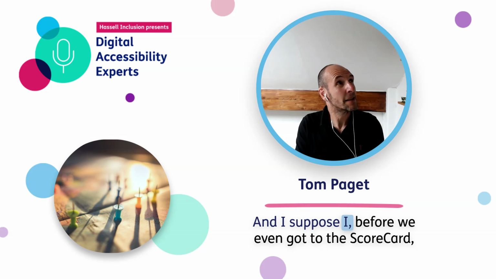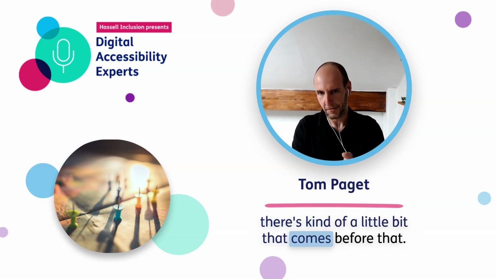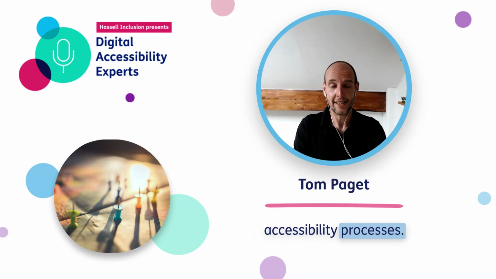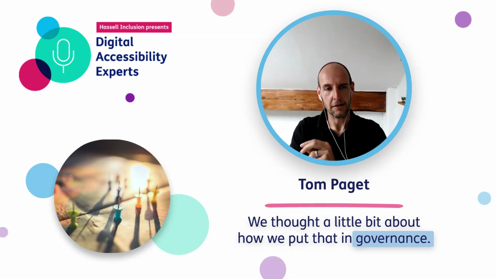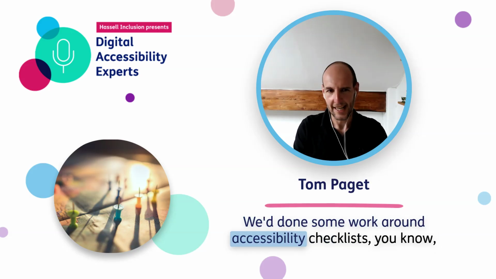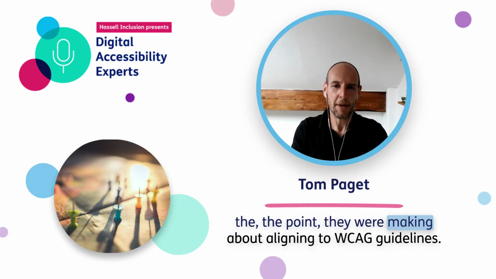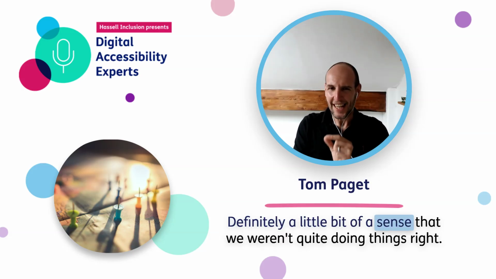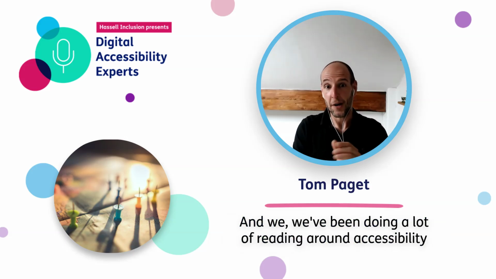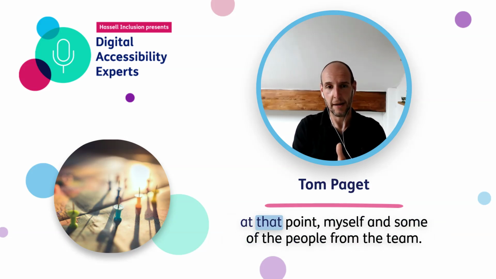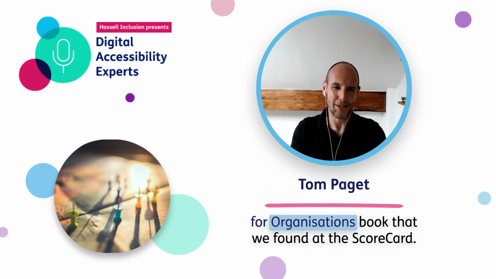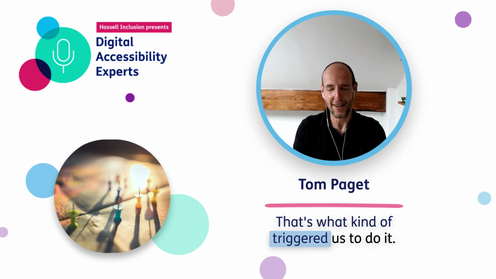And I suppose before we even got to the scorecard, there's a little bit that comes before that. So we definitely wanted to try and improve our accessibility processes. We thought a little bit about how we put that in governance. We'd done some work around accessibility checklists, aligning to WCAG guidelines. Definitely a little bit of a sense of we weren't quite doing things right. And we'd been doing a lot of reading around accessibility at that point, myself and some other people from the team. And funnily enough, it was reading Hassell's Inclusive Design for Organizations book that we found the scorecard. That's what triggered us to do it.